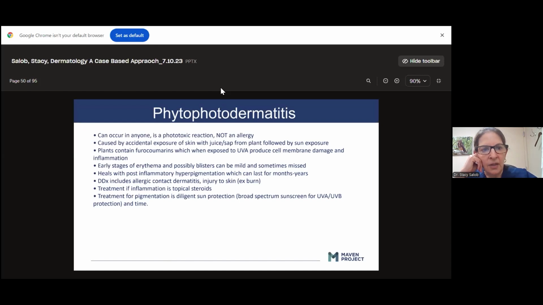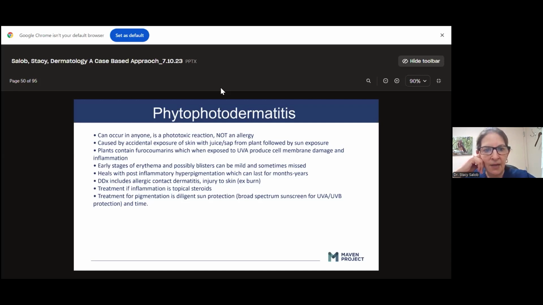It's not a true allergy the way a poison ivy or a nickel allergy would be. It's a phototoxic reaction, meaning you need the toxin and you need UVA light. It's caused by accidental exposure of the skin to the sap from the plant, followed by sun exposure. The actual ingredient is called a furocoumarin, and when it's exposed to UVA, it can damage the cells and lead to inflammation. But that inflammation can be really subtle and sometimes missed. And this characteristically heals with pigmentation, which, especially if you keep getting it in the sun, can last for years.